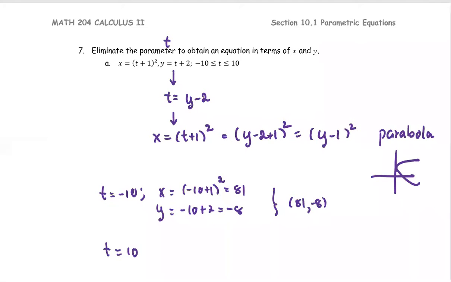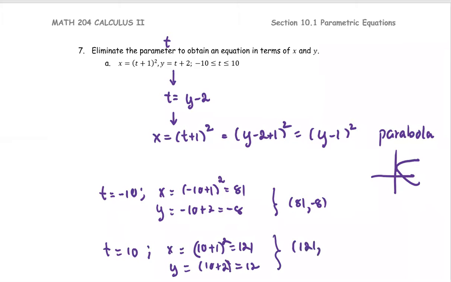and then go in the direction toward t equals 10, where x equals 10 plus 1 to the power 2, or 121, and y equals 10 plus 2, which is 12. Then the last coordinate of this trajectory is at 121 and 12. So to get the graph, that would be the beginning part at 81 comma negative 8, and go up in this direction and stop at the coordinate 121, 12.